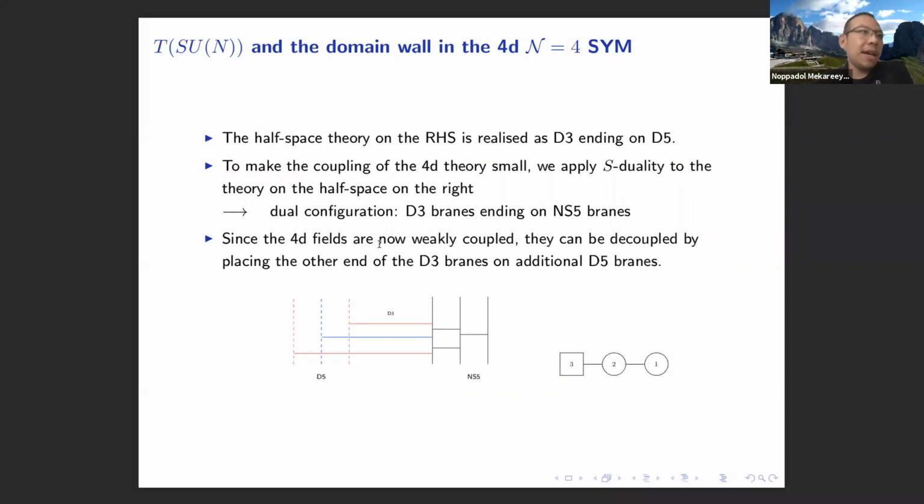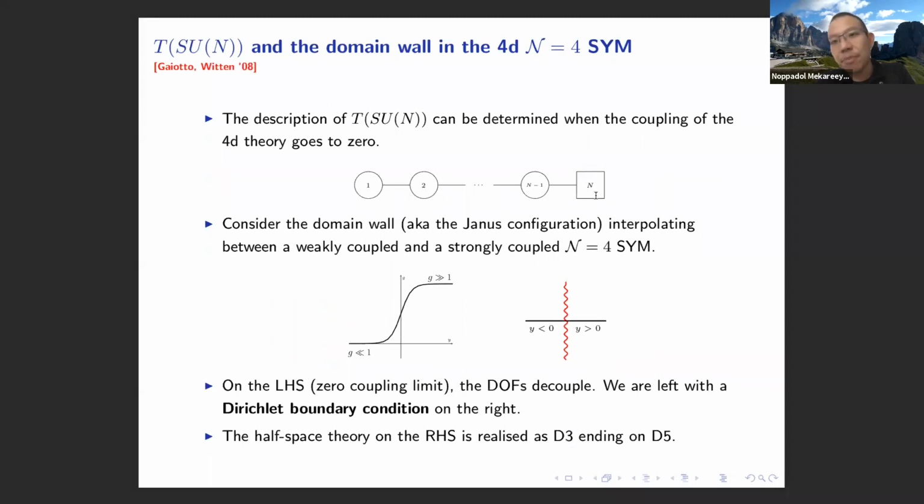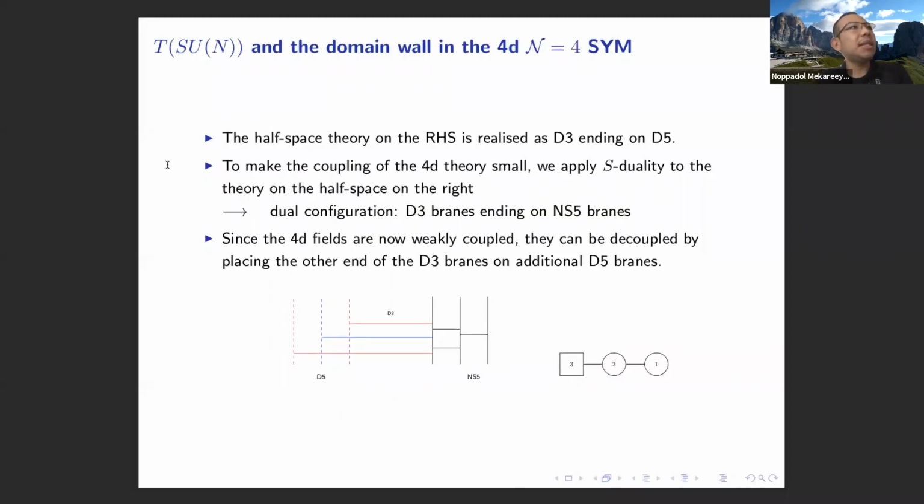Now the 4D field is weakly coupled. So, okay, all of that becomes weakly coupled. So you can decouple by terminating the other end of the D3 brane with an additional D5 brane. So remember, on the right-hand side, once you S-dualize, you have D3 ending on NS5, like this. And on the left, you can end it on D5 because this is a decoupled system. And then you have the description, as claimed, as a quiver that looks like 1, 2, 3, up to n.